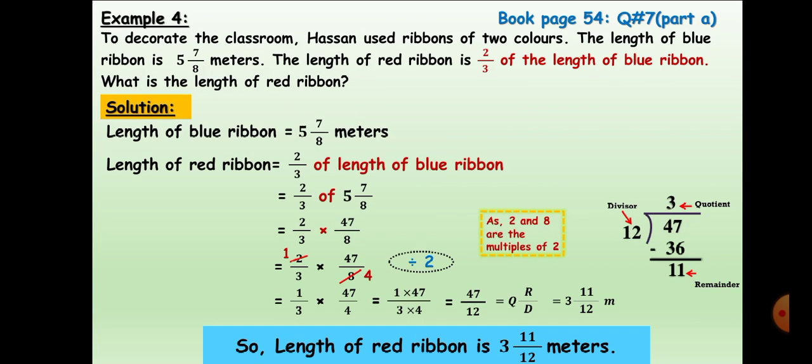Then to decorate the classroom, Hassan used ribbons of two colors.